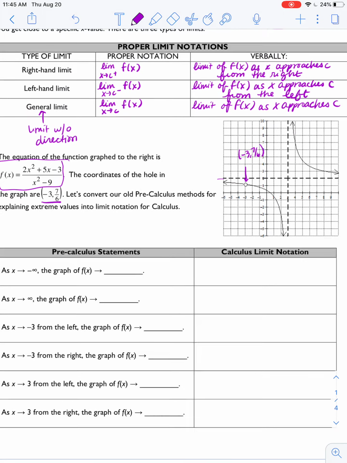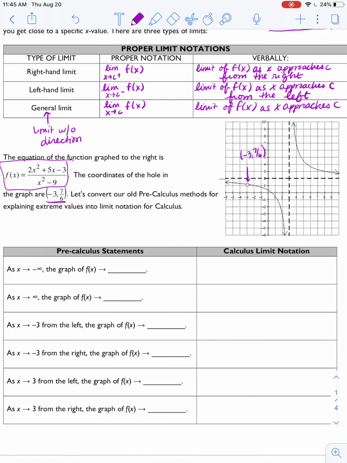And so what we're going to do now is connect the ideas of pre-calculus to how we actually write those out in calculus. So as x approaches -infinity, the graph of f of x approaches blank. And so let's think about what that means. As x approaches -infinity, that really means my left end behavior. And so I'm looking at the left piece of the graph as it approaches -infinity. So the x value is approaching -infinity. The y value seems to be approaching 2. So the way I say that in calculus is limit as x approaches -infinity of f of x is equal to 2.